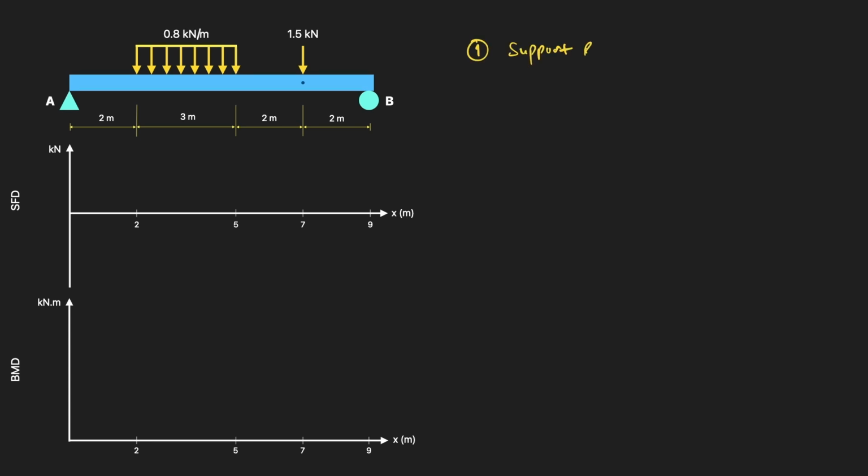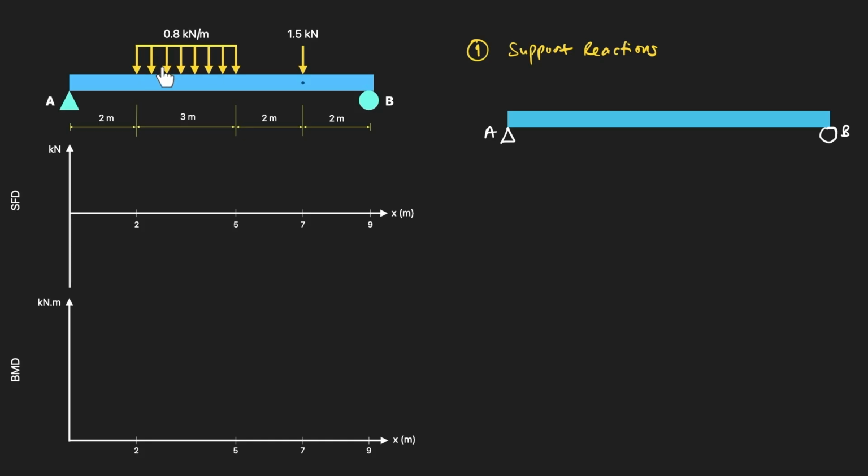Step 1, the support reactions. Let's first redraw this diagram. First, we replace the distributed load with its resultant. The uniform distributed load covers 3 meters from 2 to 5 at 0.8 kilonewtons per meter. So its resultant is 0.8 times 3, which is 2.4 kilonewtons, acting at the centroid of that loaded length. It is at 1.5 meters from this point, and so 3.5 meters from point A. At the supports, we have RA and RB.